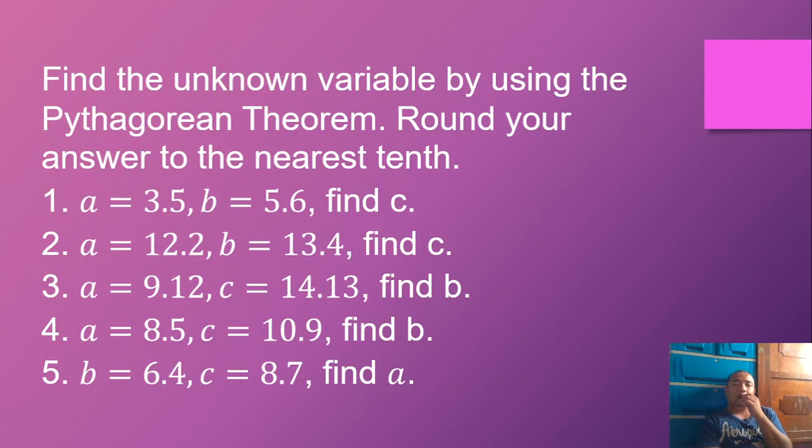Now, find the unknown variable by using the Pythagorean theorem. Round your answer to the nearest tenth. Use the Pythagorean Theorem, and you may use your calculator to find the missing side of the right triangle. Number 1 and 2, find C. Number 3 and 4, find B. And number 5, find A. When finding C, just add the squares of A and B. When finding B, subtract A squared from C squared. It is also the same with number 5: for A, C squared minus B squared.